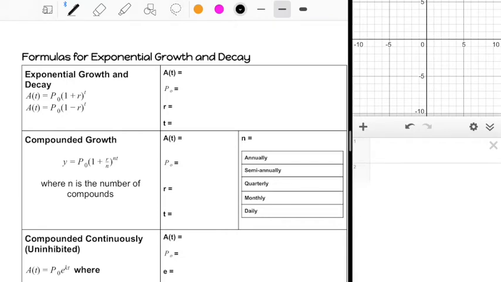All right, for today's lesson, we're going to be talking about exponential growth and decay. We're going to be looking at some formulas. We're going to be looking at exponential and logarithmic word problems, essentially. And this is going to be a two-part lesson, so this is part one.